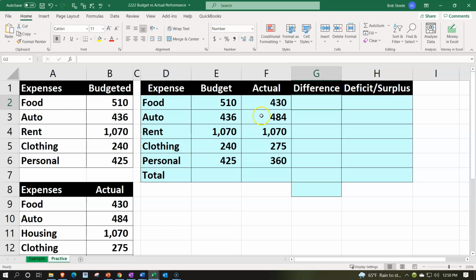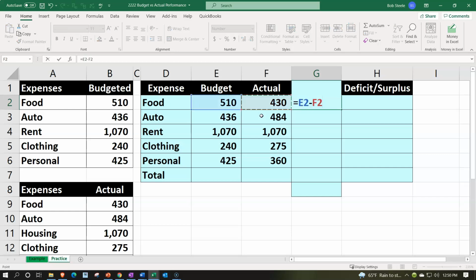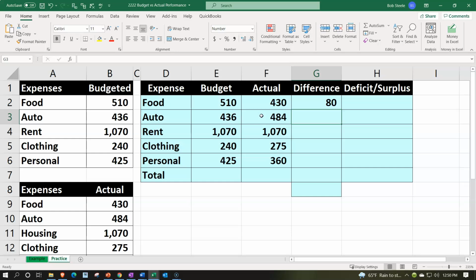I'm going to take the budget minus the actual. That means if the budget is higher than the actual, if we're talking about expenses or cash outflows, that's good, right? We have a surplus. We did a good job. We spent less money than we should have. If it's the other way around, then we spent more money. So we're going to say this equals the 510 minus the 430. And then I'm just going to copy that down. It'll take the same difference, putting my cursor on the autofill handle, dragging on down.